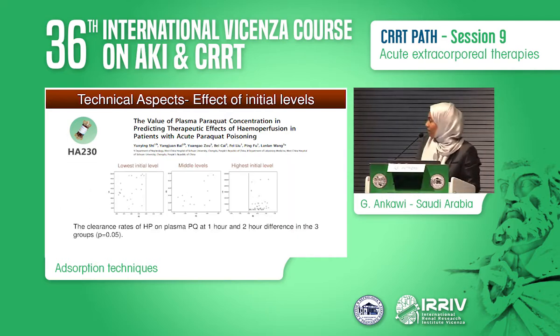Another clinically relevant aspect is the effect of initial level. In the same study by the same group, they divided their patients into 3 groups: those with the lowest level of paraquat, those with the highest level, and obviously the group in the middle. Over time, only the group that had the highest initial level had meaningful clearance. And that makes sense. If you're trying to clear a solute, the higher it is at the beginning, the more clearance you will get. And this becomes clinically relevant when we talk about the trials, which I will do a little bit later.